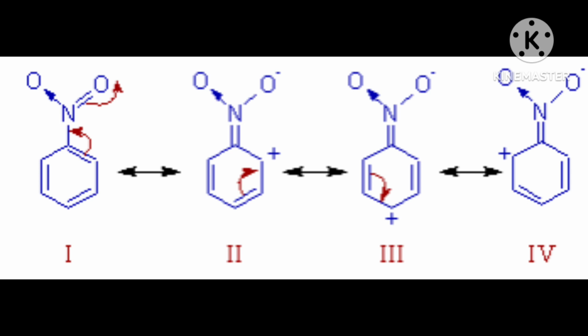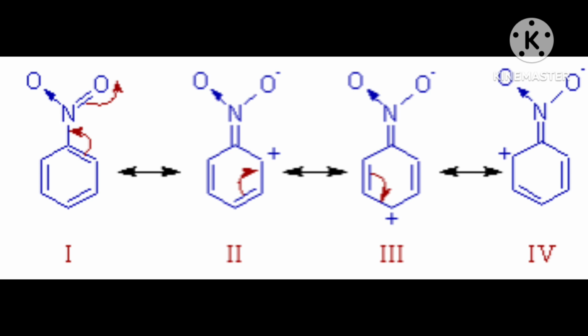Then from the carbon where N is attached, you can start. That is a double bond, and before the double bond, a single bond. Again before that, a double bond, again a single bond, again a double bond. It means there are 3 double bonds and 3 single bonds in the benzene ring. Now you can start with the first double bond.